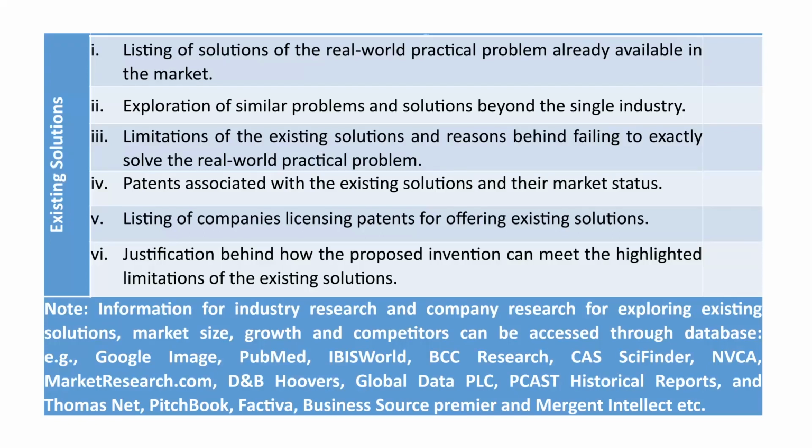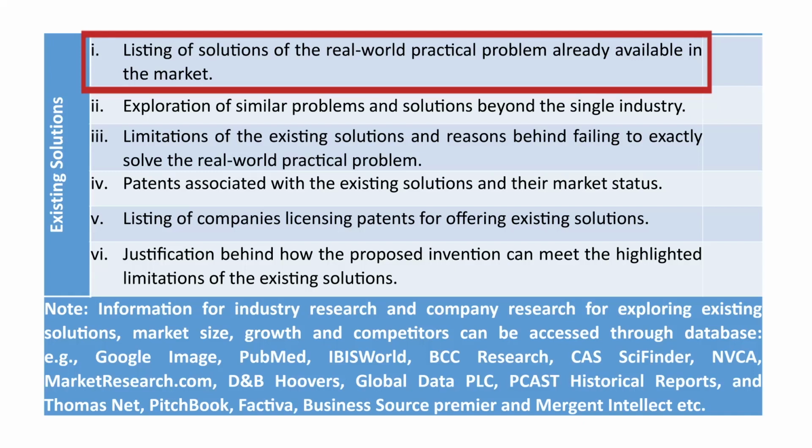The LCI checklist number 3 has 6 items. Let's see these items individually. The first item of the LCI checklist number 3 asks for listing of solutions of the real-world practical problem already available in the market. Now we know that in every market, multiple products are available which can solve similar problems.